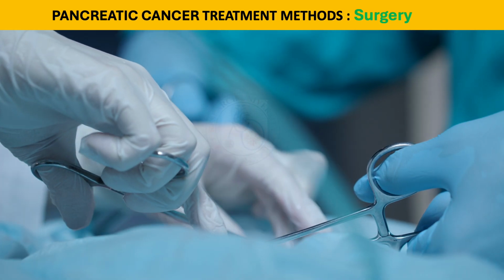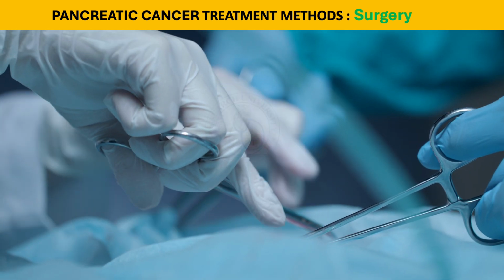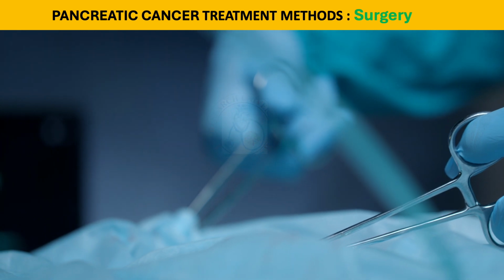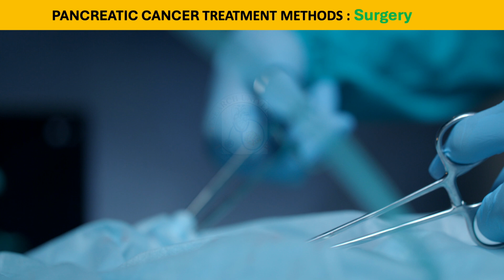Now the important part is treatment of pancreatic cancers. Pancreatic cancer treatment methods aim to control the growth and spread of the cancer cells and improve the patient's quality of life. Here, the main treatment approaches are discussed. First one is surgery. Surgical removal of the tumor is often recommended for localized pancreatic cancers in stage 1 and stage 2.